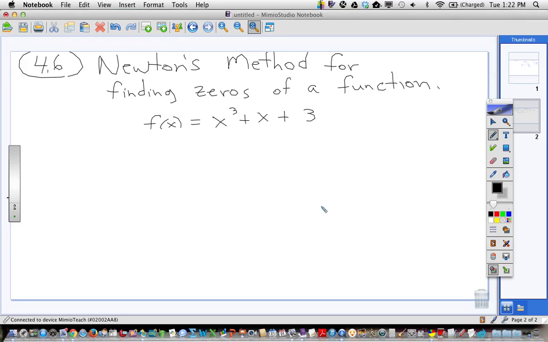How many times is this going to cross the x-axis? No more than 3. Is it possible it never crosses? No. It has to cross on one end because it's an odd power. It's got to cross at least once. If this was 4th degree, it's possible it would never cross. So this has to cross at least once, but it might cross 3 times. But we don't really know.